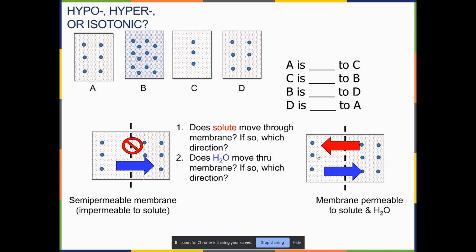And now if we compare the last two, A and D, we find that they have the same amount of solute, which means they must have the same amount of water. So A and D are isotonic to each other, or you could say D is isotonic to A.